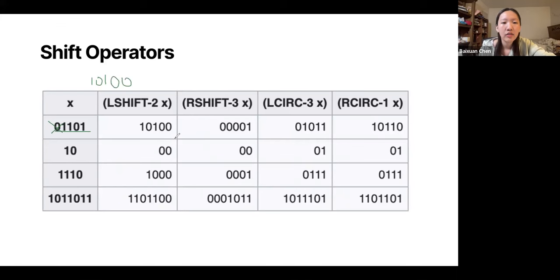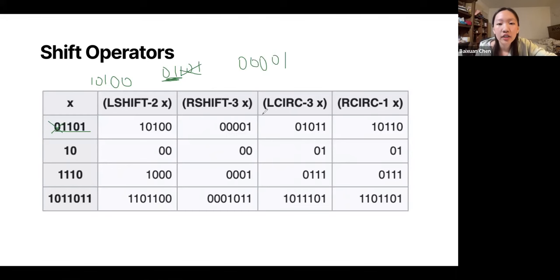So if it's like right shift 3, it will be from 0, 1, 1, 0, 1. It will move to the right 3. So it'll delete the right 3 digits, and these 2 digits will become the rightmost digits, and they'll add 3 to the front. So 0, 0, 0, 0, 1.